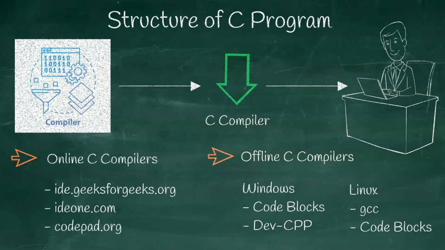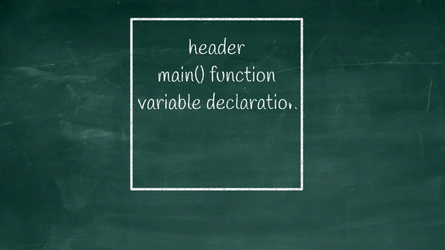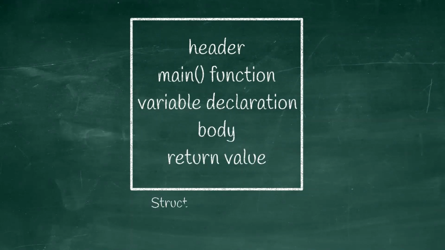Let's begin with the structure of a C program. A C program has the following components in its structure: a header, main function, variable declarations, body, and a return value. We'll define each of these components in a minute.